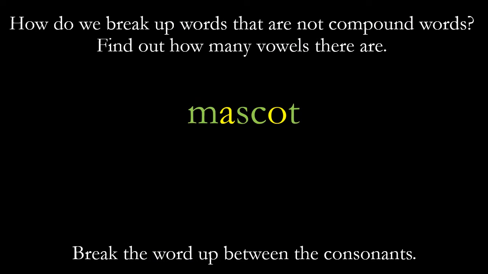So how do we break up words that are not compound words? Well, we have to find out how many vowels there are and break the word up between the consonants. There are two vowels here, the A and the O, and this word is mascot. Now we've got two vowels, and in between them are consonants. So this is a pretty easy word to break up because all we need to do is split the consonants. And we have mass and cot, two scoops because we have two syllables. Two syllables because we need two breaths of air. We have to push air out twice to make this whole word. Mascot. Okay.